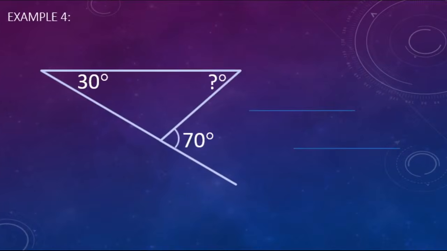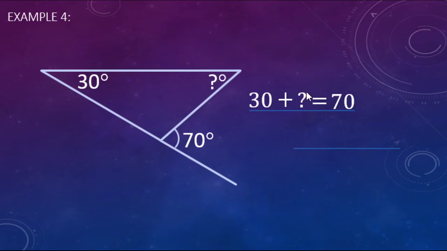Another example here. Here we know an exterior angle, and we're trying to find one of the non-adjacent interior angles. We know 30, and we're trying to find this one. So we can do kind of like an equation type idea. So we're going to take the interior angle 30 plus the one that we don't know. We'll just leave it as question mark. You can put x, y, whatever variable you want, but we'll just treat this question mark like a variable, and that's going to equal the exterior angle, in this case 70 degrees.